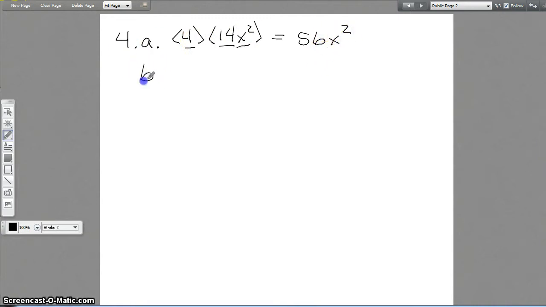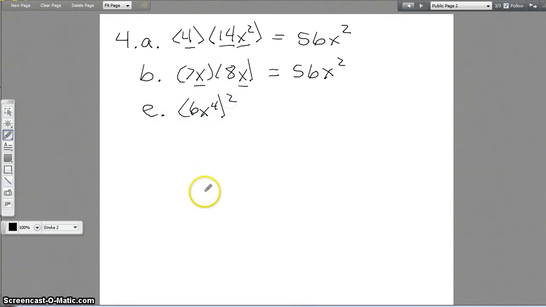Next one we're going to look at is 4b. That is 7x times 8x. We're going to multiply our coefficients first. 7 times 8 is 56 again. And then we have x times x is x squared, so we get the same answer. Okay, the next one we're going to look at is part E. Part E is 6x to the fourth, and the whole thing is squared.